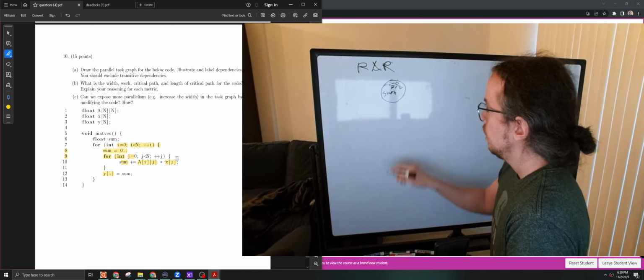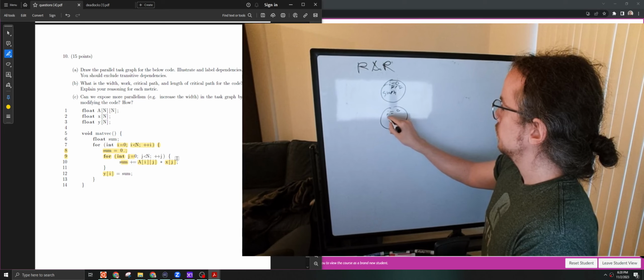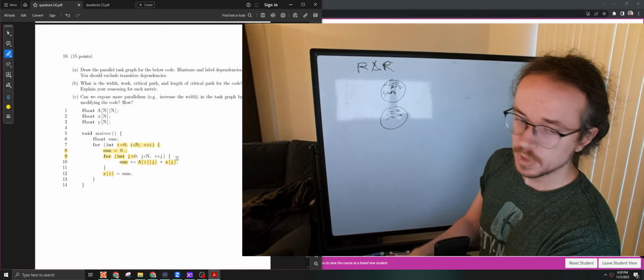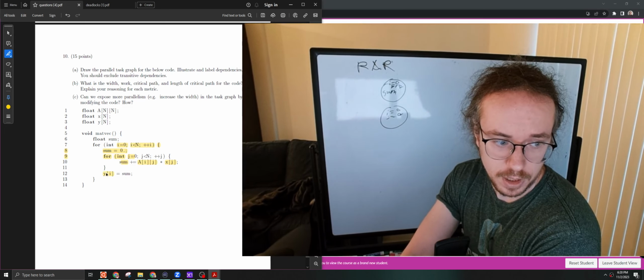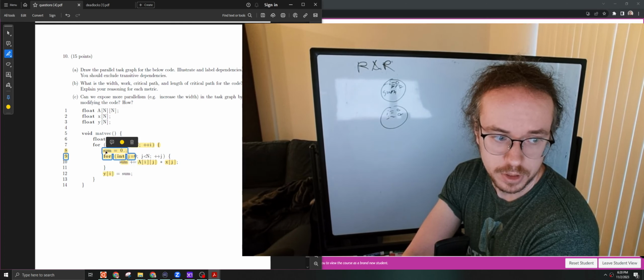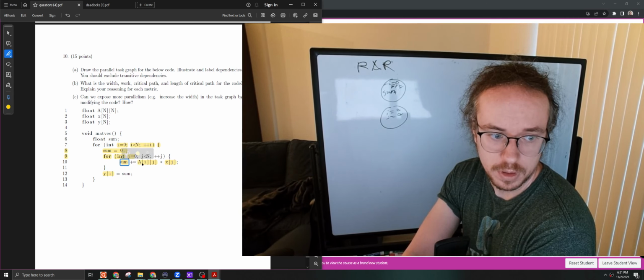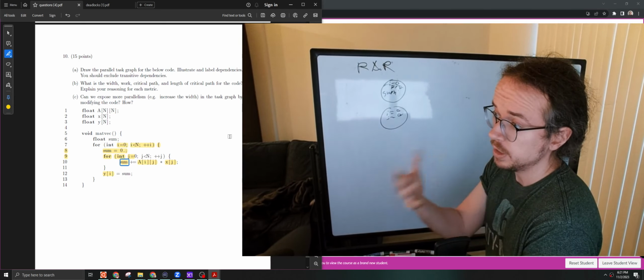Okay. Then you have i equals 0, j equals 0. When you do this, y equals i, we'll start at the top. So sum plus equals a[i][j] times x[j]. Again, the interesting thing here is we write to sum.